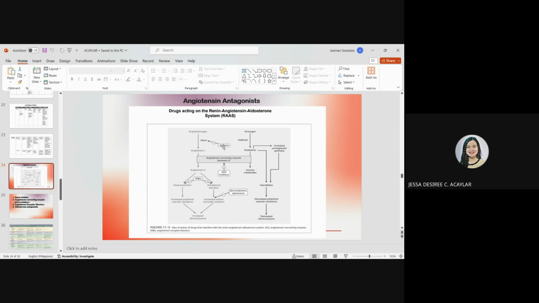Angiotensinogen will not be converted into angiotensin 1. Less angiotensin 1 means less angiotensin 2. So less angiotensin 2 means less aldosterone and it lowers the BP. So hypertension po ang clinical application niya talaga. Toxicity or interaction: hyperkalemia, renal impairment, potential teratogen din po siya.